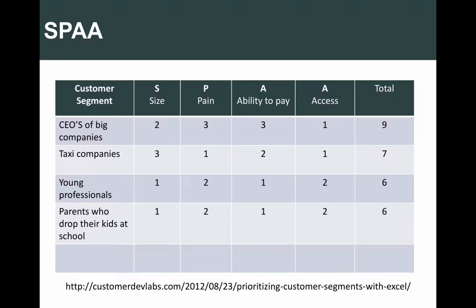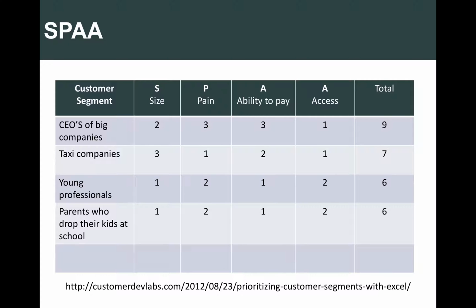The ability to pay is definitely there. They're the highest income earners of our societies. Our access to them is not great. It's quite hard to reach these people. Lots of people are trying to reach them, and certainly reaching lots of them is quite difficult. So we'd give them a 1 for that. So that gives them a score of 2 for size, 3 for pain, 3 for ability to pay, 1 for access, and a total of 9.